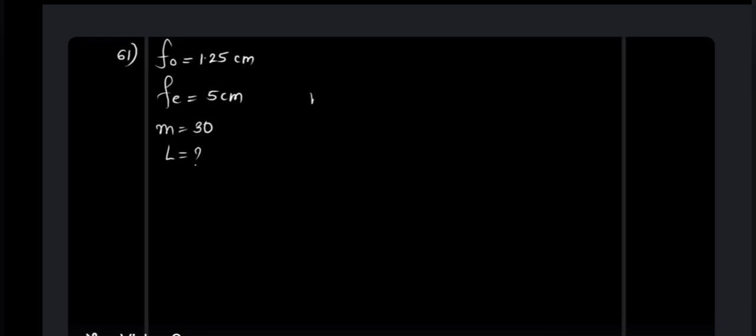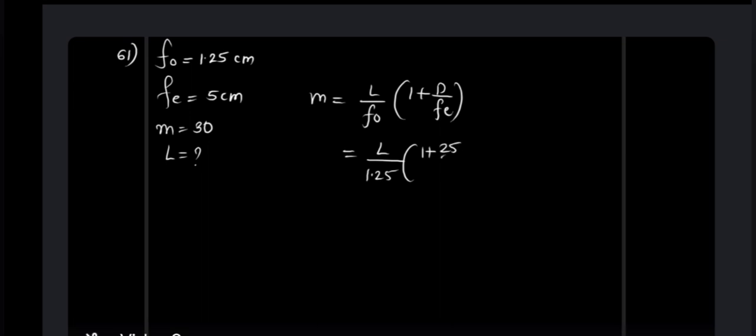So the formula is M is equal to L upon F naught into 1 plus D upon FE. So this is for normal adjustment. So L is what we have to find out. F naught is 1.25, 1 plus D is 25 divided by FE is 5 and magnification is given as 30. So from here L will be 6.25 centimeters. This is going to be your answer. Question number 62, you can try on your own. We'll do question number 63, last one.